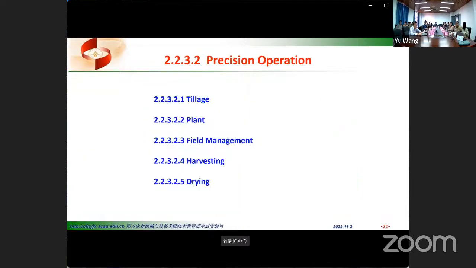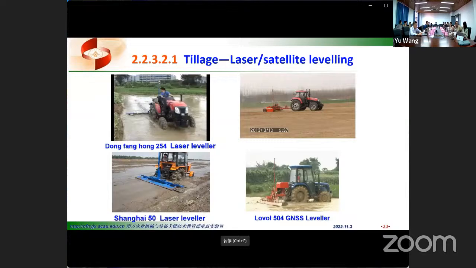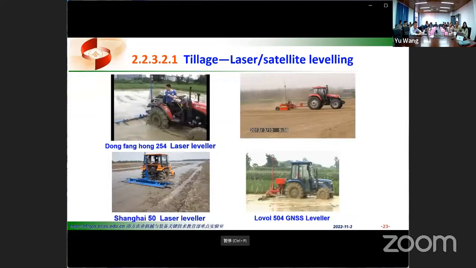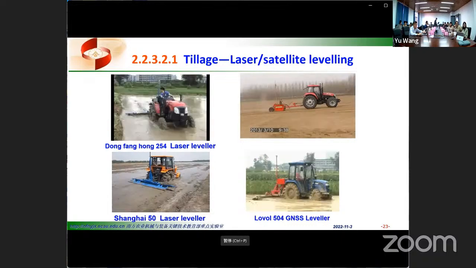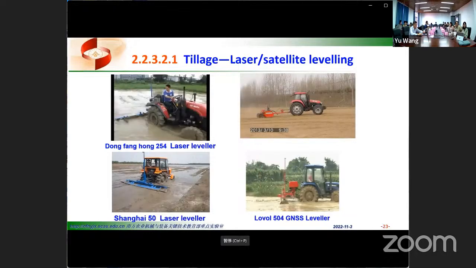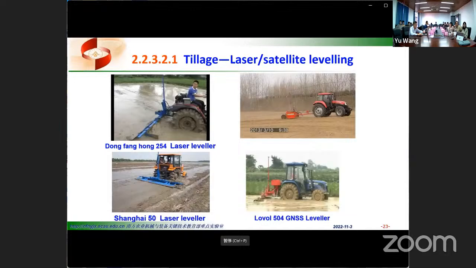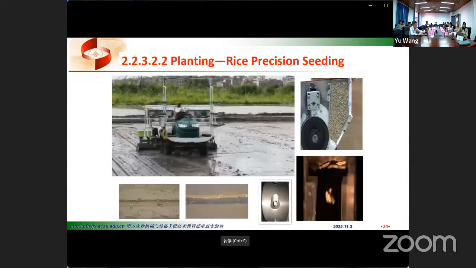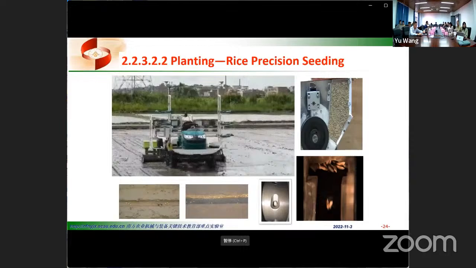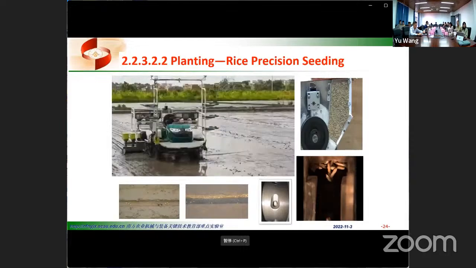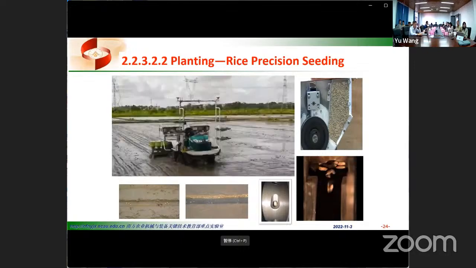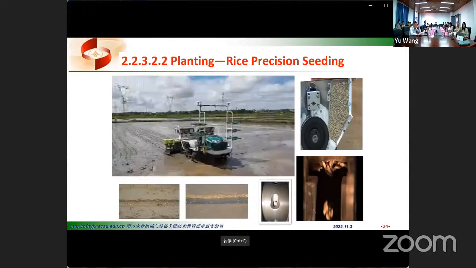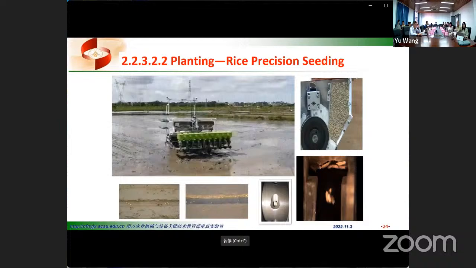Precision operation include tillage, planting, field management, harvesting, and drying. There are some kind of levelers based on BeiDou or satellite signal developed by South China Agricultural University. The leveling precision of this leveler is less than 3.3 centimeters. This is an unmanned rice precision seeder. It sows the rice seeds directly on the field. The unmanned rice precision seeder realizes rice precision hill drop drilling and synchronous flooding and leveling.